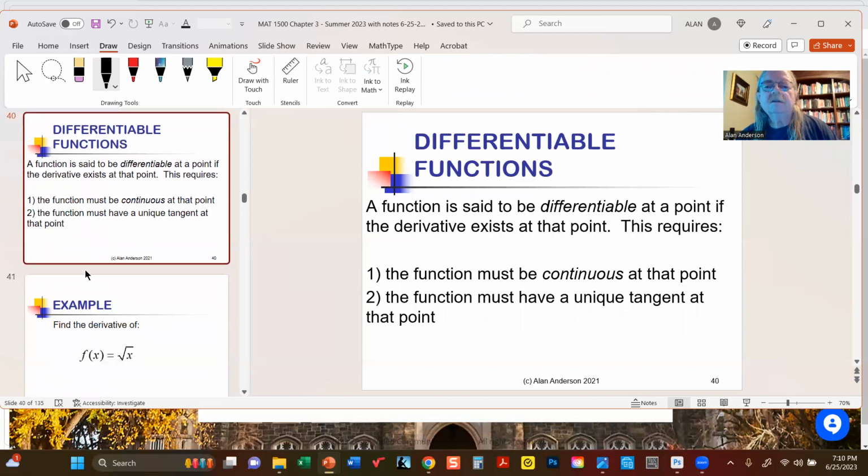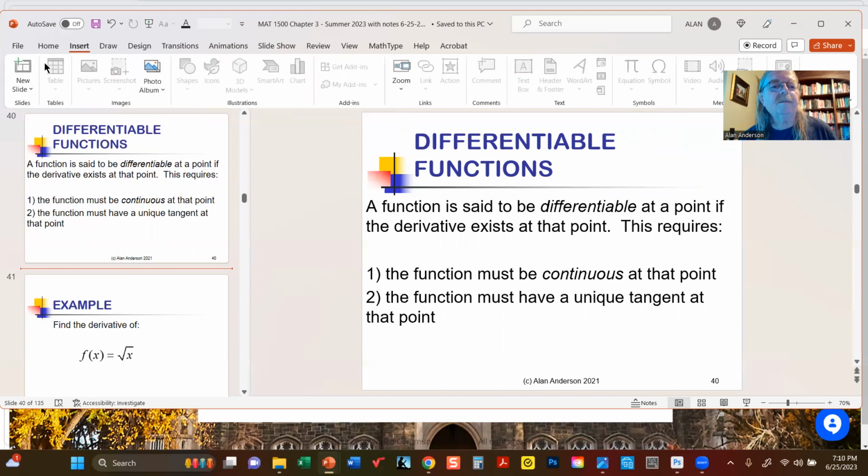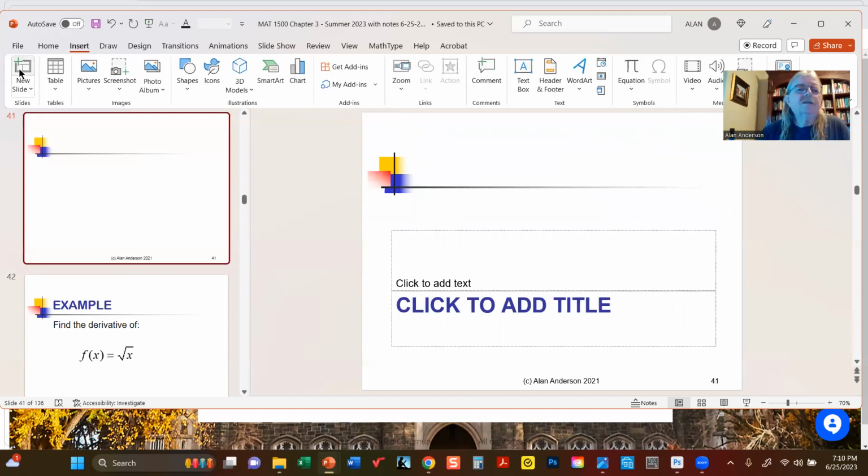So formally, a function is said to be differentiable at a point if a derivative exists at that point, which requires that it must be continuous at that point. And here's an interesting result. It must have a unique tangent at that point. And this is something we'll maybe not get to for a while. But let me show you another case where the derivative does not exist, and it's because of that second requirement. Imagine it's something like this.